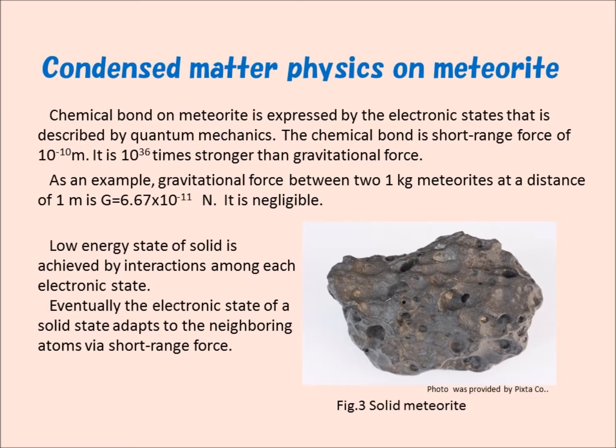As an example, the gravitational force between 1 kilogram meteorites at a distance of 1 meter is 6.67 times 10 to the -11th power newtons. It is negligible. The low energy state of a solid is achieved by interactions among each electronic state. Eventually the electronic state of a solid adapts to the neighboring atoms via short-range force.